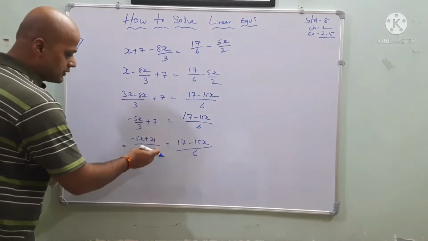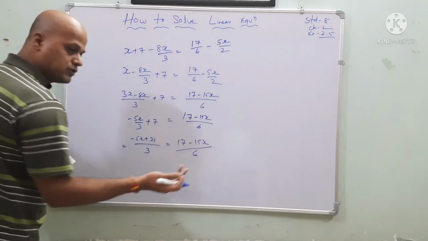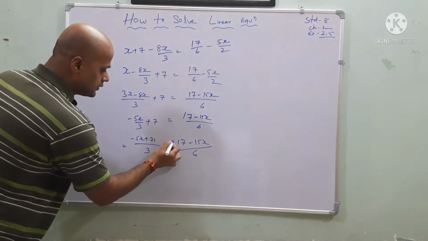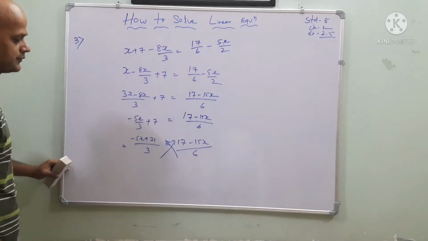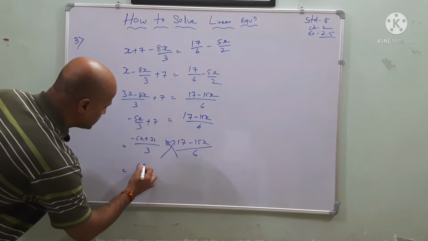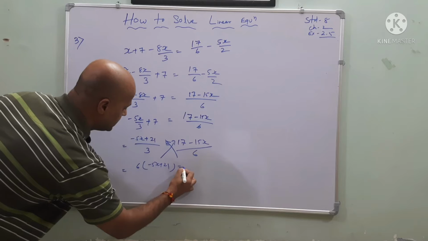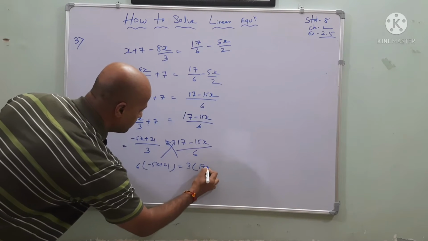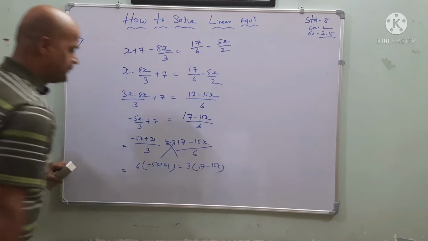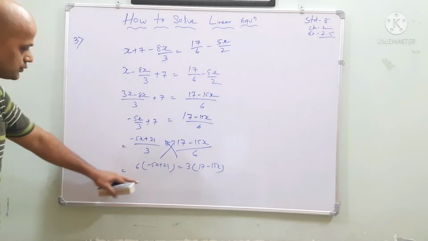Again, what is the step? You can cross it. 3 1s are, 3 2s are, you can do it. But go for cross multiplication. It will be easy for you, my dear friends. So what will it be? 6 into minus 5x plus 21, and here 3 into 17 minus 15x. Understood, my dear friends?